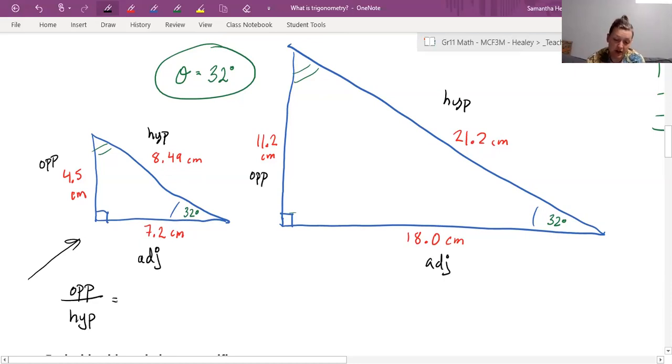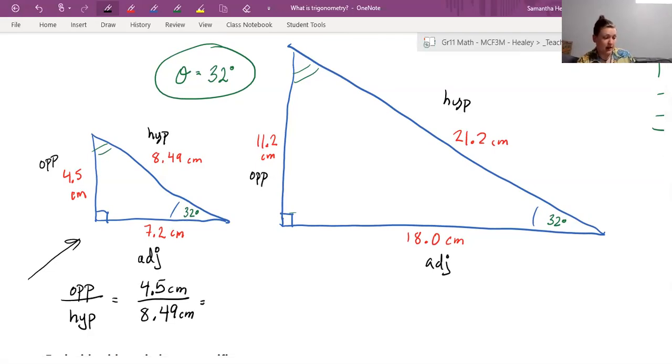So we're trying to figure out, okay, if we just took 4.5 centimeters and we divided it by the length here of the hypotenuse, 8.49 centimeters, we literally just put that in our calculator, 4.5 divided by 8.49, and we end up with 0.53. So our ratio of this opposite side to the hypotenuse is 0.53.